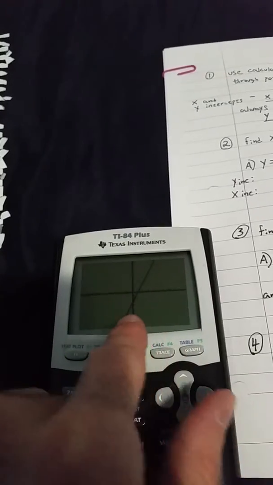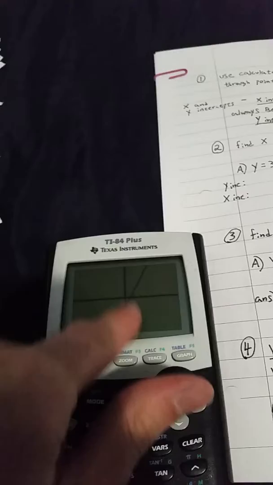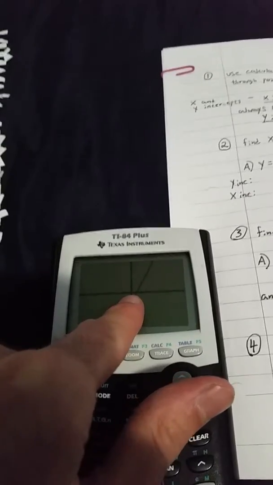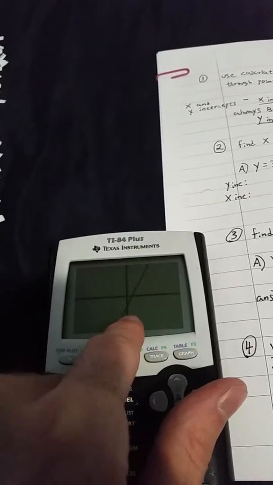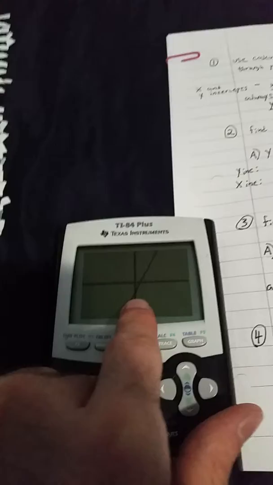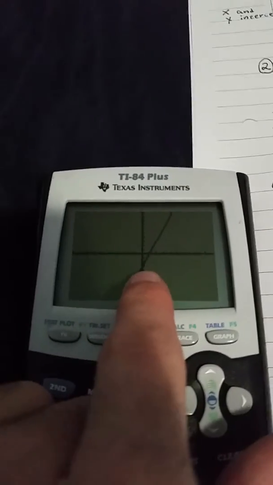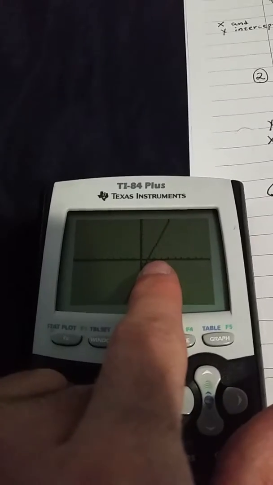Now, the y-intercept is just the opposite. When does the graph hit the y-line? On the y-line, the x would be 0, because when you go more right, the x is higher. When you go more left, the x is lower. So over here, when you're in the middle, x is going to be 0. So now if you look closely, that's going to be the y-intercept. The y-intercept is going to be right here. The x-intercept is going to be right here.